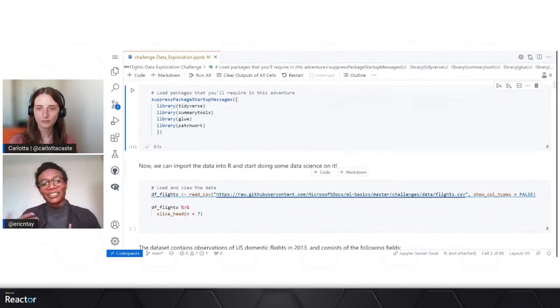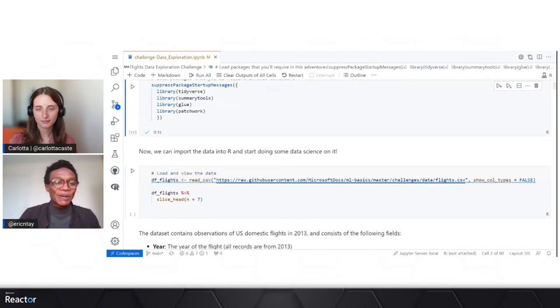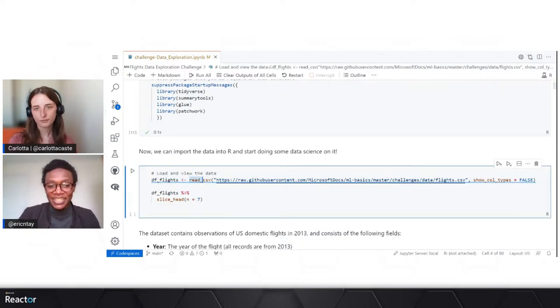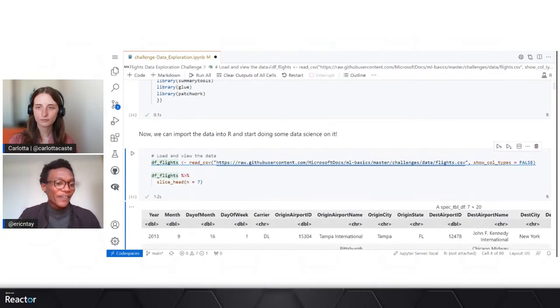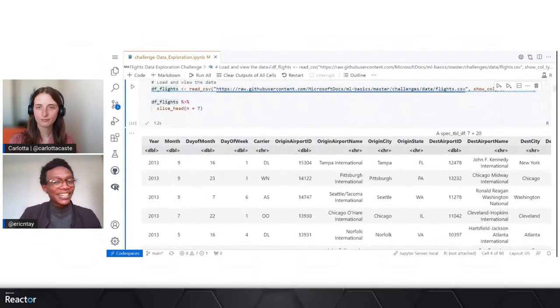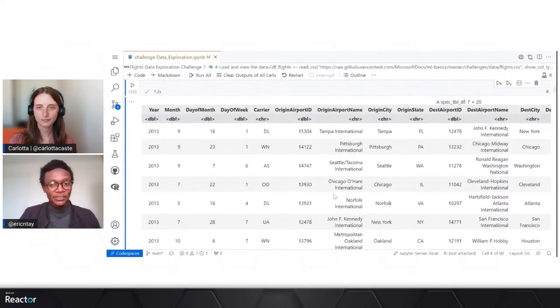Once the packages are in our environment, we can then import the data and start doing some data science on it. So how do we import data in R? Because the data is in a CSV format, flights.csv, we're reading the data using the read CSV command. And then we'll display the first 7 rows of the data using the function slice head. So let's do that just now. We're loading the data and then we view the first 7 rows of the data. And that gives us this nice table with the first 7 rows and all the columns, which are 20.